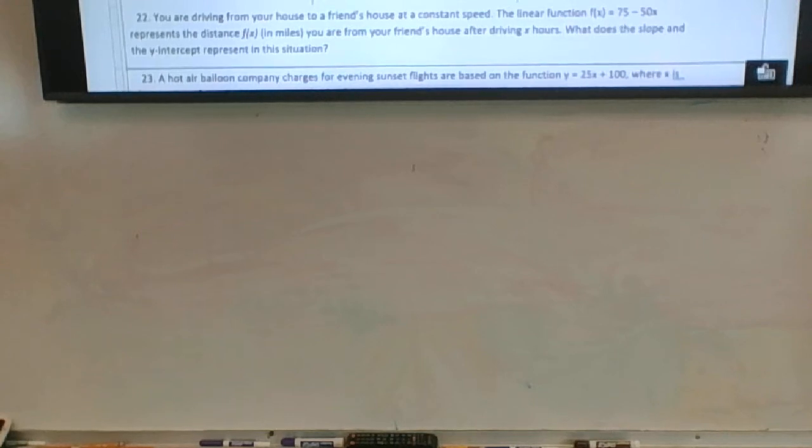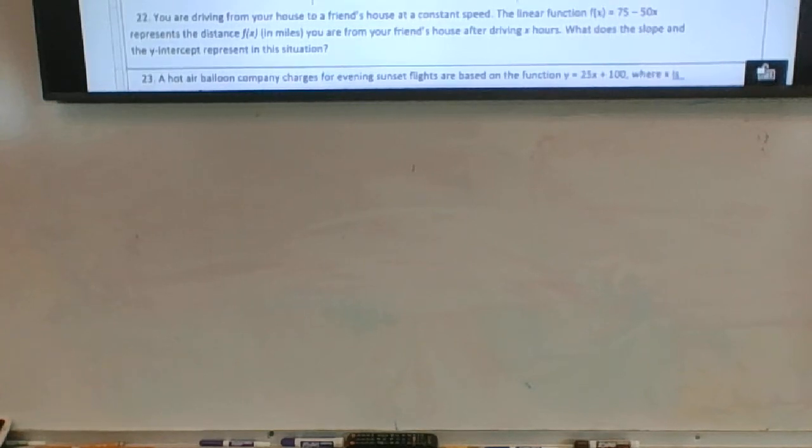Wait, why did he ask to identify the domain and range, x and y? And then you move down 3 over 1. So set your graph up. That's why he asked you to find the domain and range.